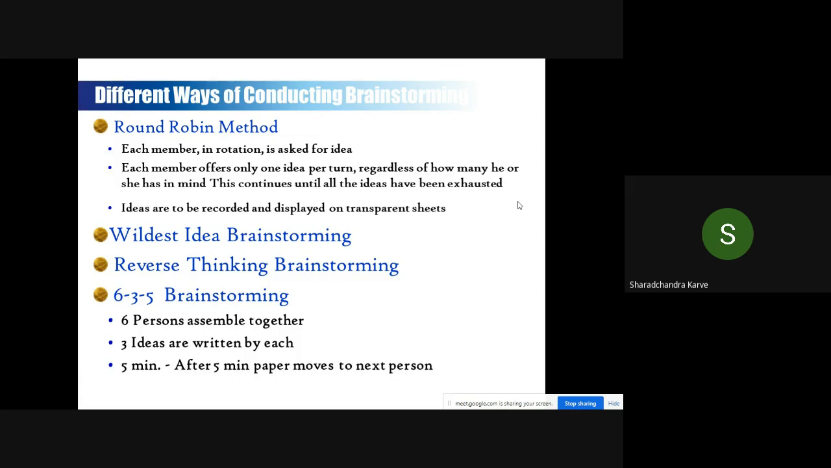It depends. If the group is not homogeneous, and people do not open up or have a fear that people will laugh at them, how can I speak in front of these people? Then this technique is used. So next slide, please.